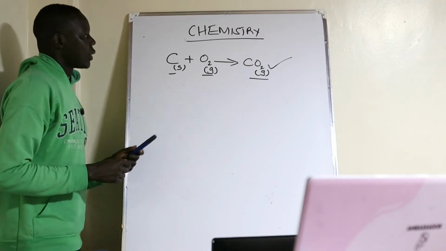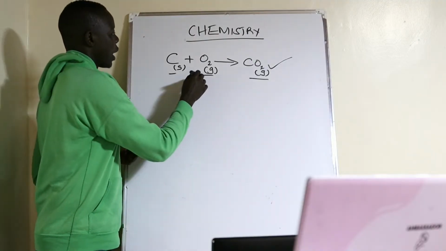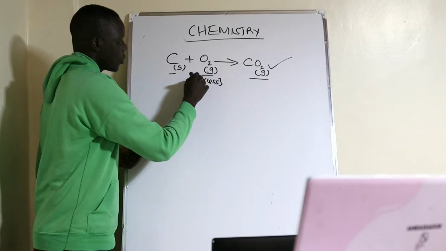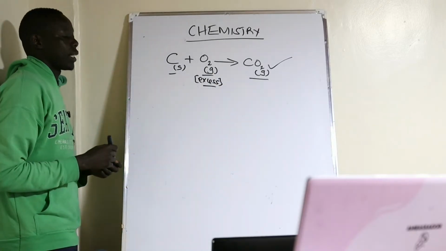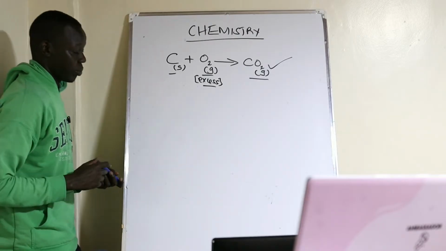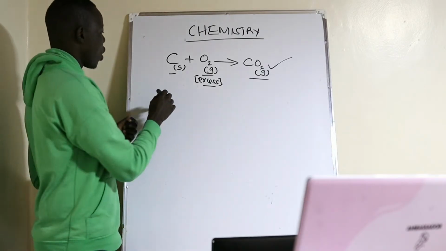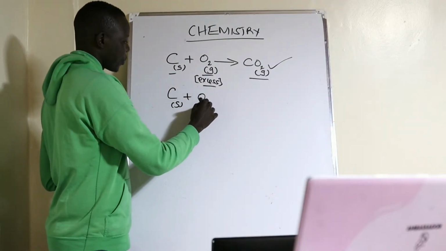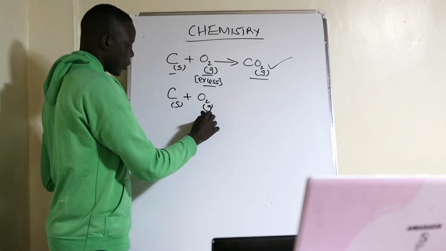Now, this equation applies when oxygen is in excess. Yes, you get carbon dioxide. Now, ask yourself, what will happen if the oxygen is limited? Now we have carbon, which is a solid, plus oxygen gas, and it is limited.